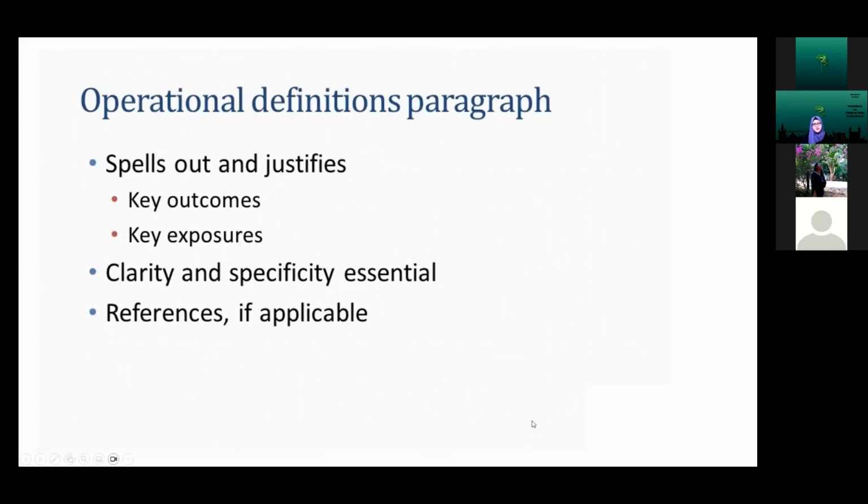Then comes next the operational definitions paragraph. It gives the key outcomes and exposures of the study that need to be defined. The operational definitions may be used and they may be standard definitions. So the references for those definitions need to be mentioned carefully in the protocol. In this, the definitions should be clear and specific. That is important.